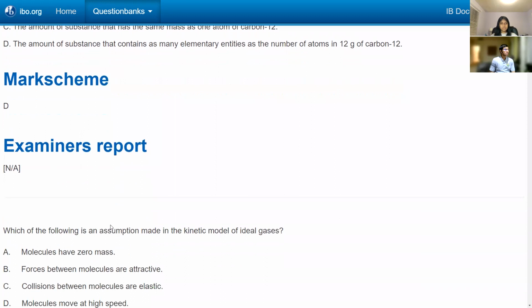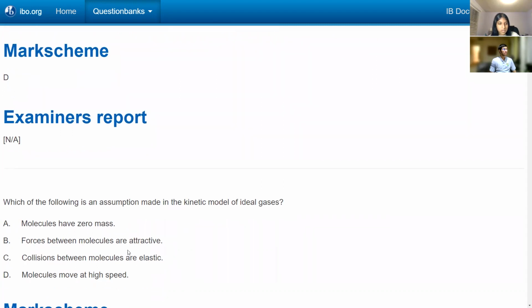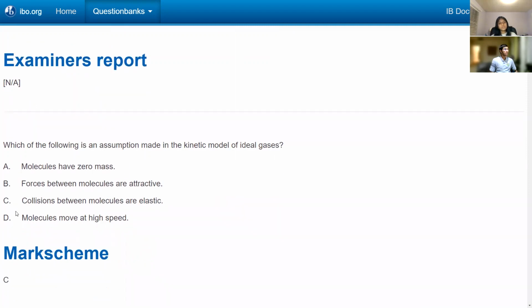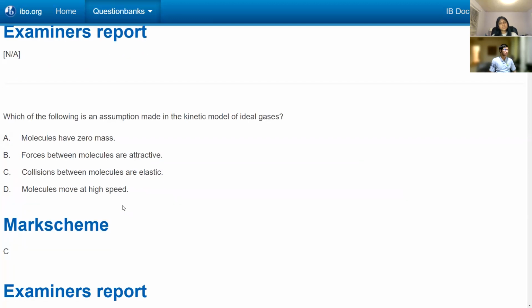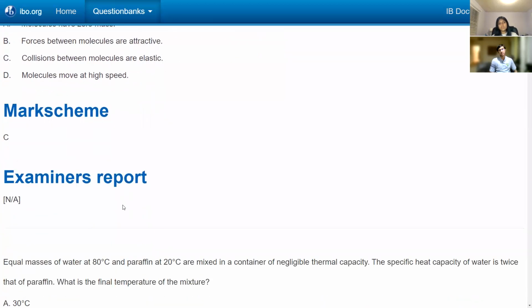Okay. Which of the following is an assumption made in the kinetic model of a gas? C. Wait, I can't see D. Oh, there you go. C. Yeah, C. There are no forces between molecules. There are no intermolecular forces between gas molecules. Then obviously they have to have mass.